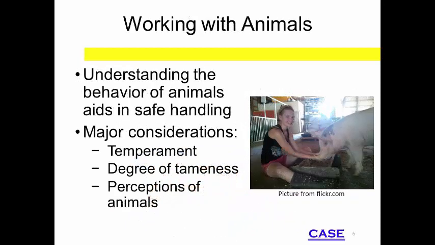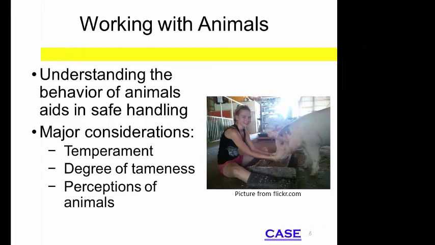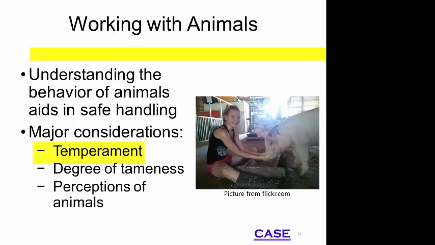Animal producers must understand animal behavior in order to safely and effectively work with them. Three considerations to be aware of before handling an animal are temperament, tameness, and animal perception. The temperament of an animal is highly influenced by its genetics. Several breeds of animals have flightier tendencies than other breeds. Temperament is influenced by the animal's fear and by the way animals are handled.